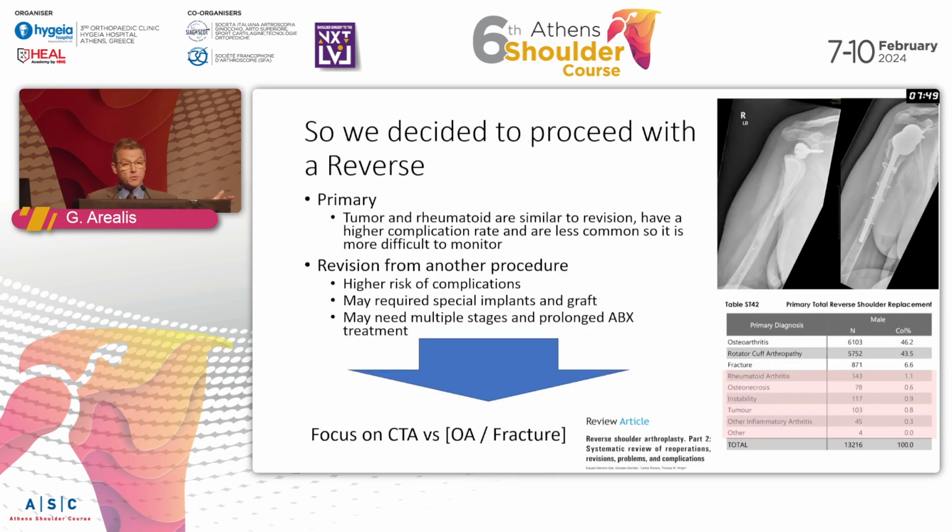So if we decide to proceed with a reverse, for primary reverses, tumor and rheumatoid arthritis have similar complication rates to revision arthroplasties. And then revision from many other procedures has a high risk of complication, may require special implants, or may need multiple stages. On top of that, if you look at the registry, there are indications like osteonecrosis, instability, but the percentage is low, so we cannot be very accurate when we describe the differences. So I think what we'll do is focus on reverse for cuff arthropathy compared to osteoarthritis and fracture, because those are the big numbers, and that's the majority of the cases that we're going to be facing in our practice.